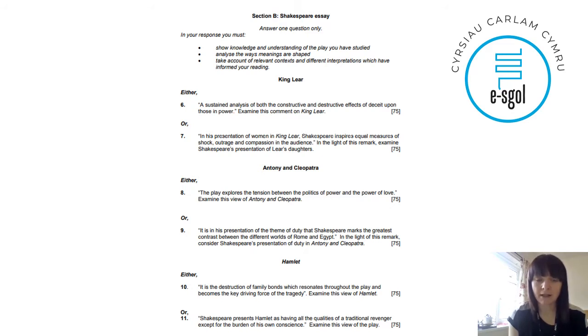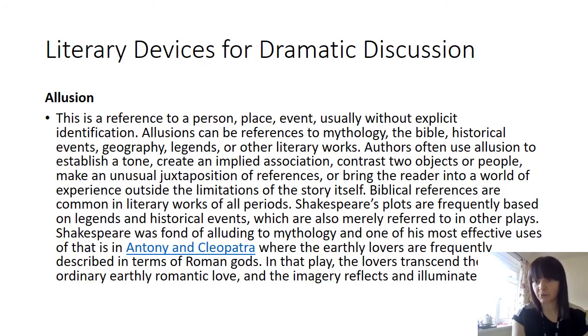throughout the play, which resonates throughout the play and becomes the key driving force of the tragedy. Examine this view, so looking at family and the lack of togetherness. Presents Hamlet as having all the qualities of a traditional revenger, except for the burden of his own conscience. So looking at the play as a revenge tragedy. So as you can see, they're quite broad, but they are focused with regards to the theme idea, okay? So no real character questions there, okay?